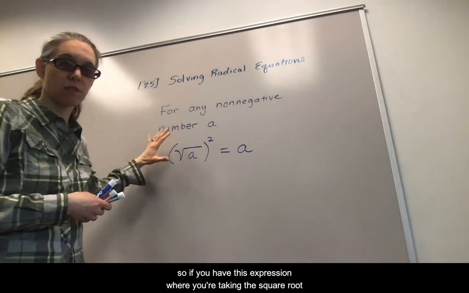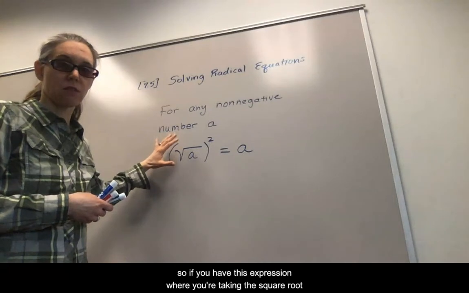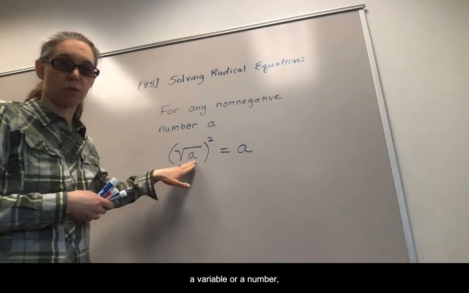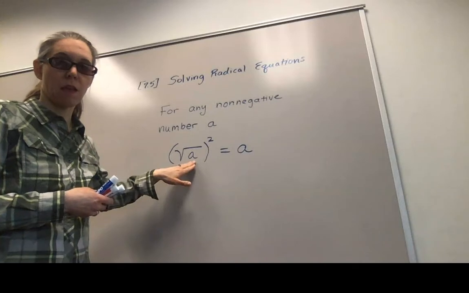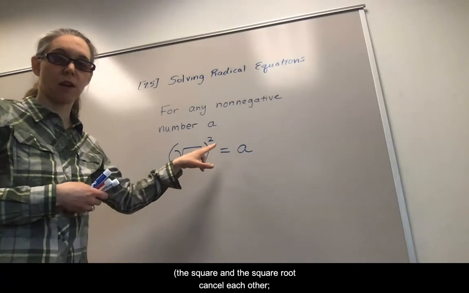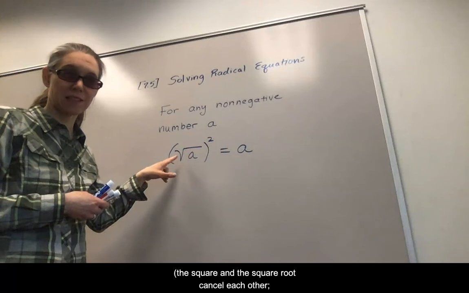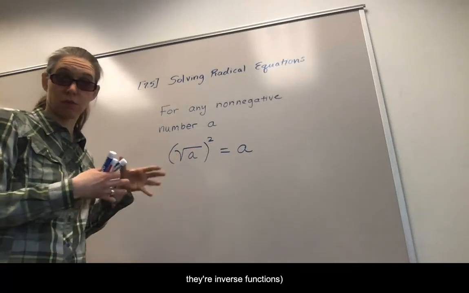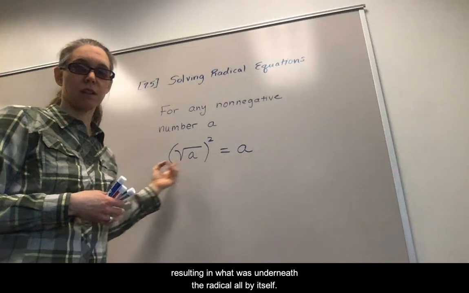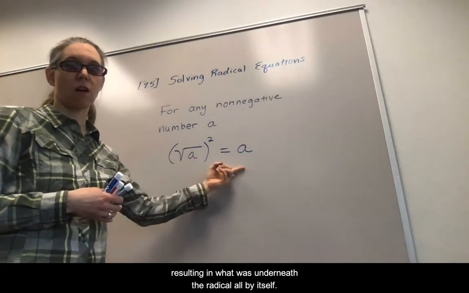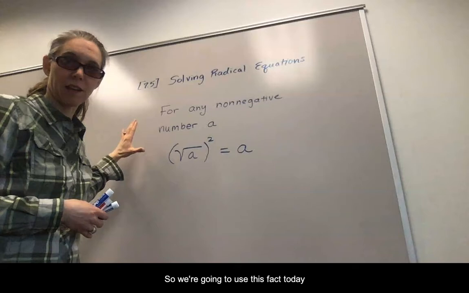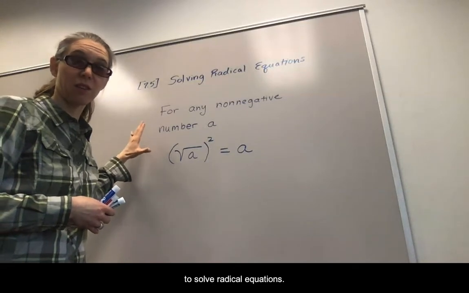So if you have this expression where you're taking the square root of a variable or a number, and then you square the square root, the square and the square root cancel each other, they are inverse functions, resulting in what was underneath the radical all by itself. So we're going to use this fact today to solve radical equations.